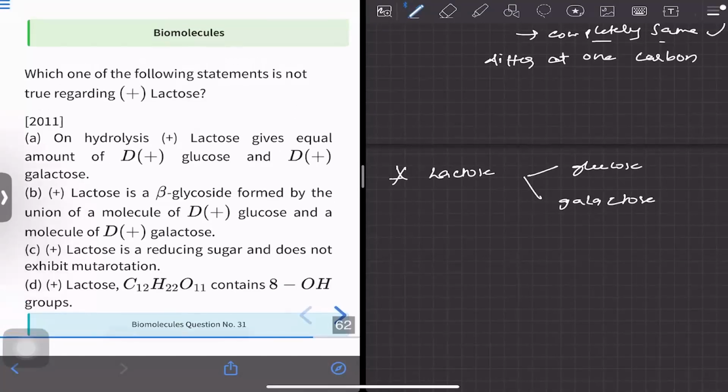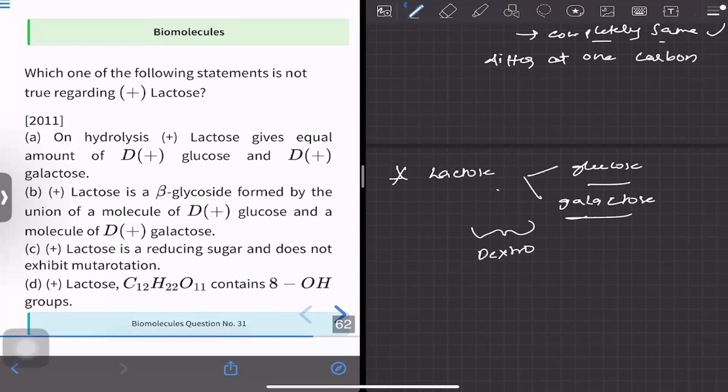So they are asking which is not true. On hydrolysis of lactose, it gives equal amounts of glucose and galactose. That is true. Lactose is a beta glycoside formed by the union of dextrorotatory glucose and dextrorotatory galactose. The second option is also true. These two combine to form lactose. All three are dextrorotatory molecules.